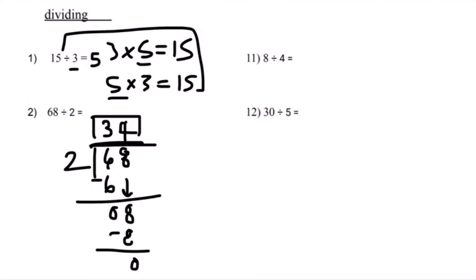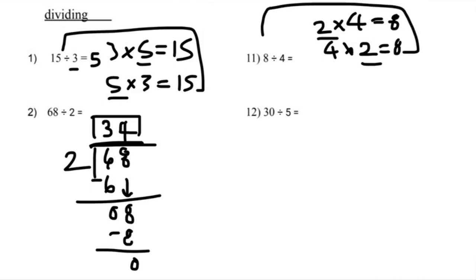Number 11, 8 divided by 4. Well, we know from basic common factors that 2 times 4 equals 8, and 4 times 2 also equals 8. Therefore, based off these interconnected equations, we should infer that 8 divided by 4 equals 2.